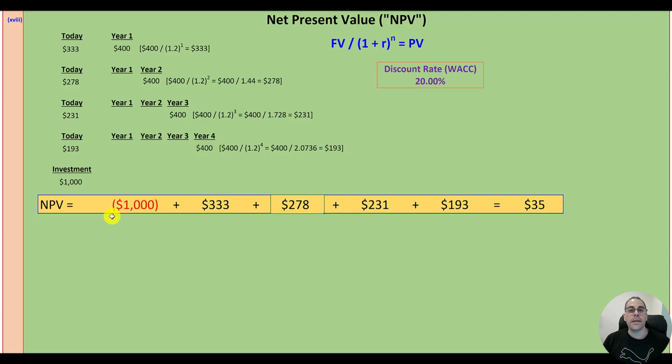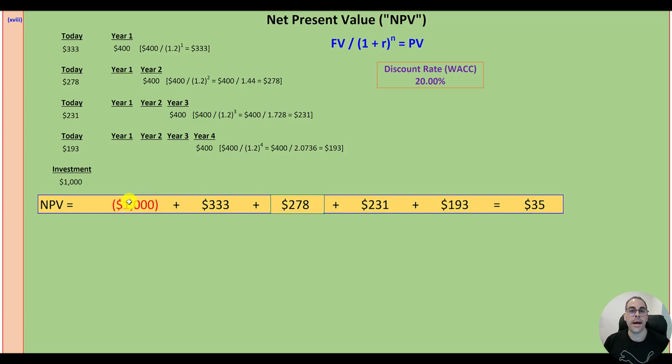If somebody offered us a project, so if we were to invest $1,000 in a project today, and we would receive $400 in cash flow 1 year from now, $400 2 years from now, $400 3 years from now, and $400 4 years from now. So 4 payments, $400 a year over 4 years. Should we invest $1,000 into this project?